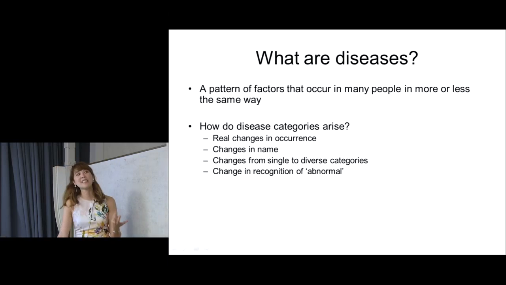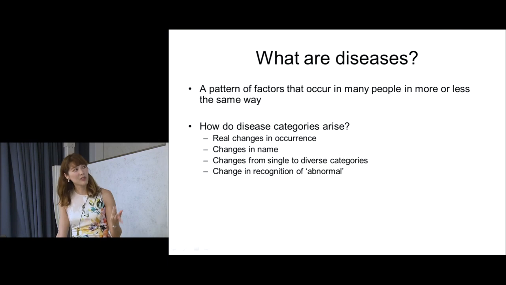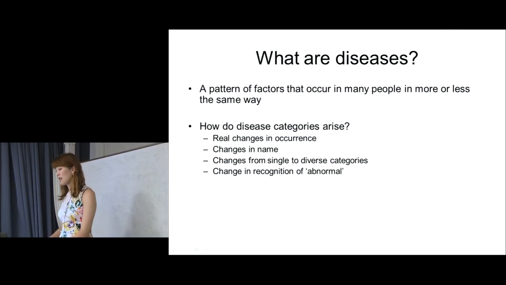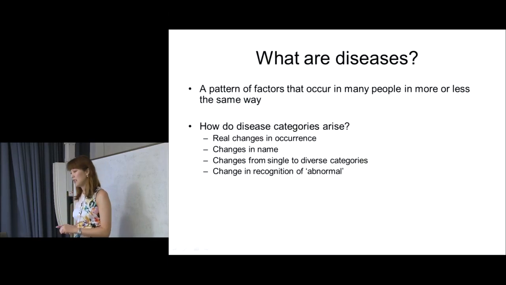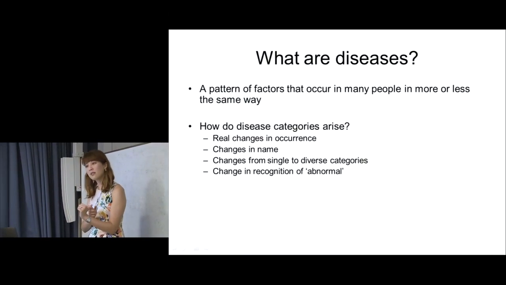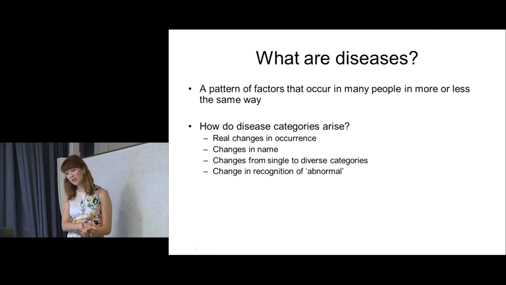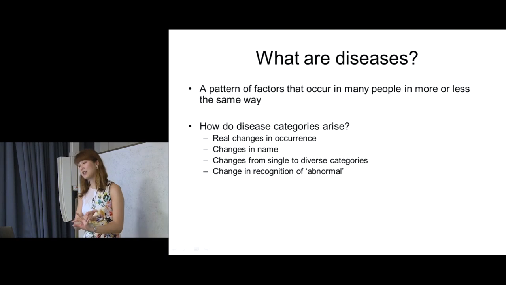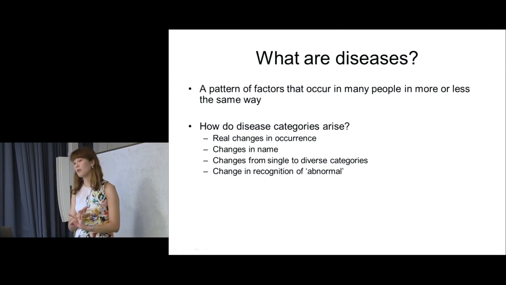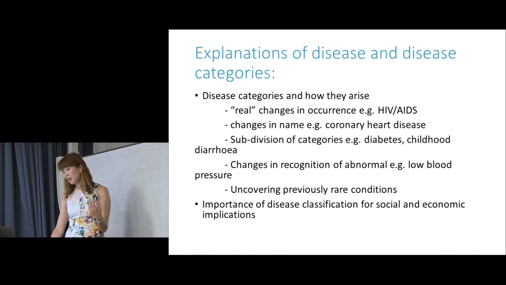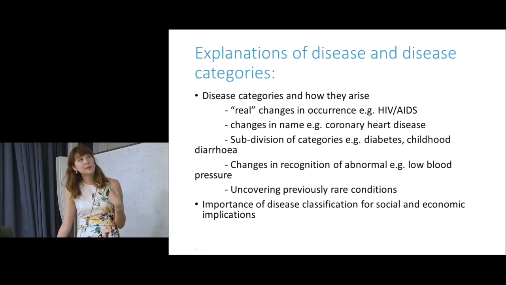So, what are diseases? It's a pattern of factors that occur in many people in more or less the same way. As doctors and pharmacists, we would know that very easily. But how do disease categories arise? There are really 4 reasons: real changes in occurrence, changes in name, changes from a single to diverse categories, and changes of recognition of abnormal. We covered some of the last point already. But some examples of what these might be.